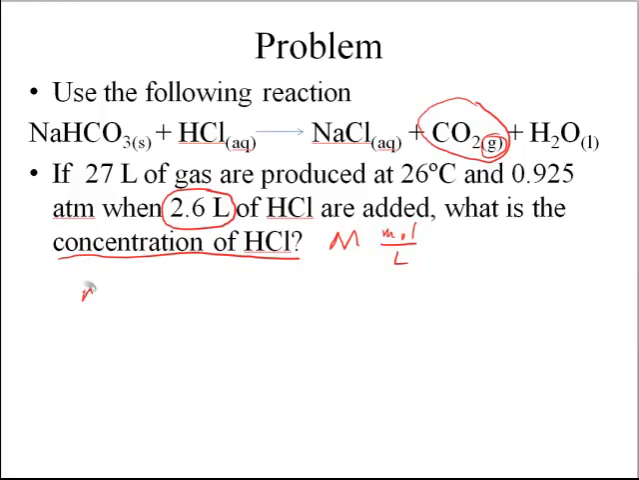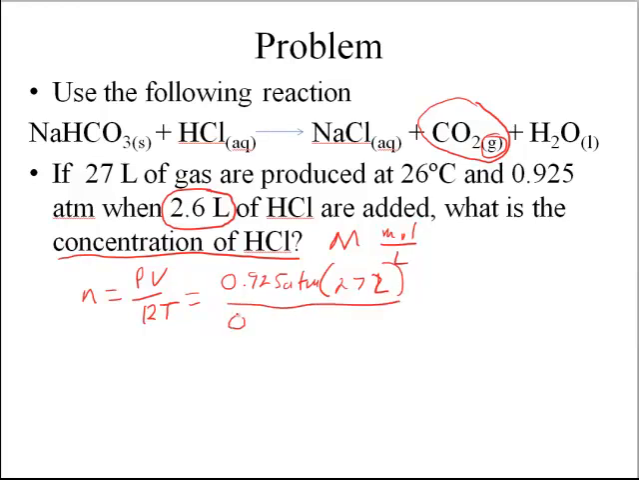So let's do that. n equals PV over RT. Okay. And the pressure is 0.925 atmospheres. The volume is 27 liters. R is 0.0821 liter atm per mole K, and that's times the temperature of 26 plus 273, which is 299 K.